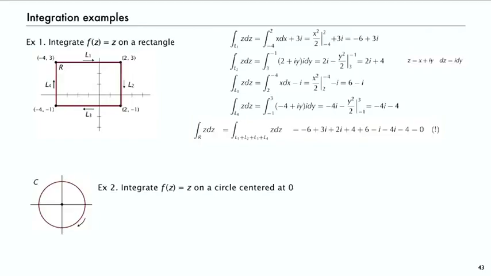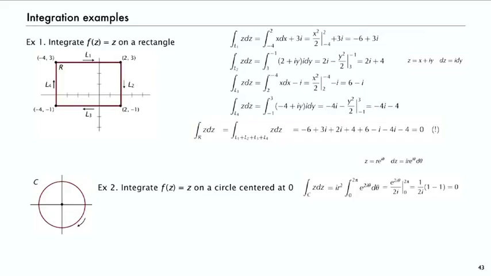Here's another example. We're going to integrate f of z equals z on a circle centered at 0. So now we're going to hold the radius fixed, and we're going to change theta. So we write our complex numbers in polar coordinates, z equals r e to the i theta. So then dz equals i r e to the i theta d theta. We plug that in, then we have z dz, so we have i r squared e to the 2i theta d theta.